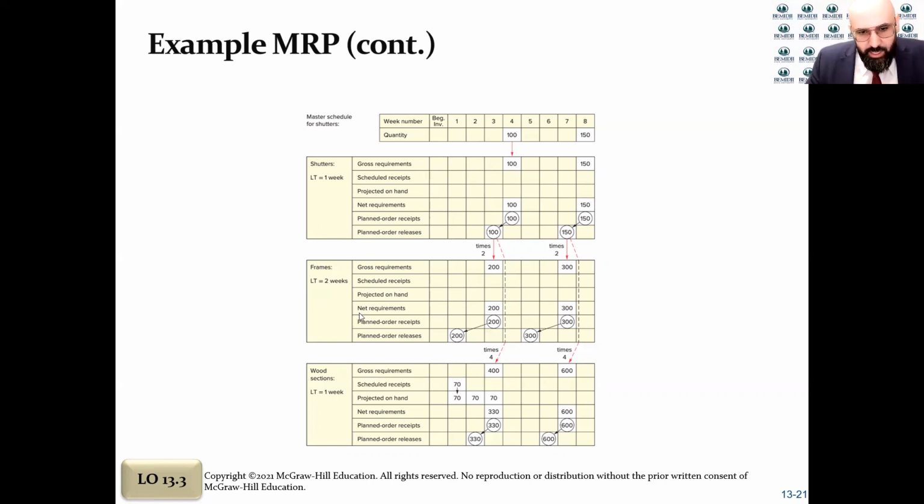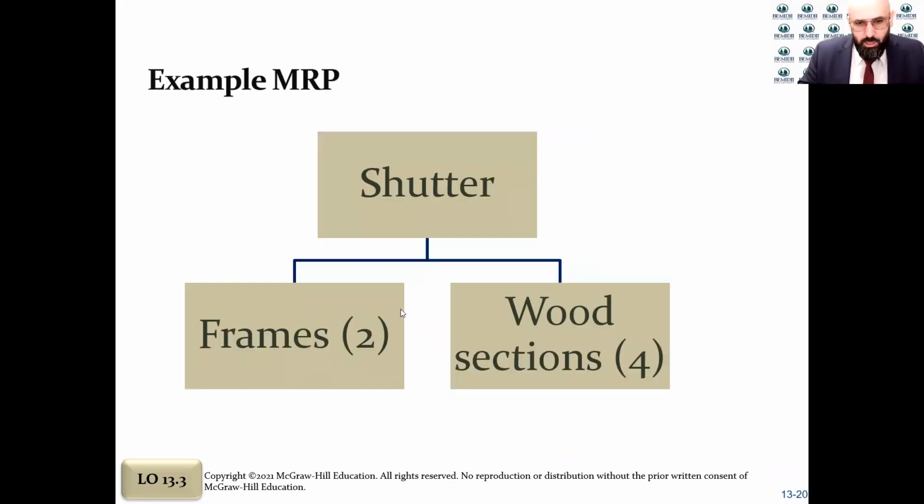The frames will take us 2 weeks to make them ready. And we have the wood sections, which will take 1 week. So again, the parent is the shutter, and the children consist of the frames and the wood sections. Let's go back to this tree. You'll find that's the parent, the shutter, and the children, the frames and the wood sections. We have 2 frames and we have 4 wood sections.